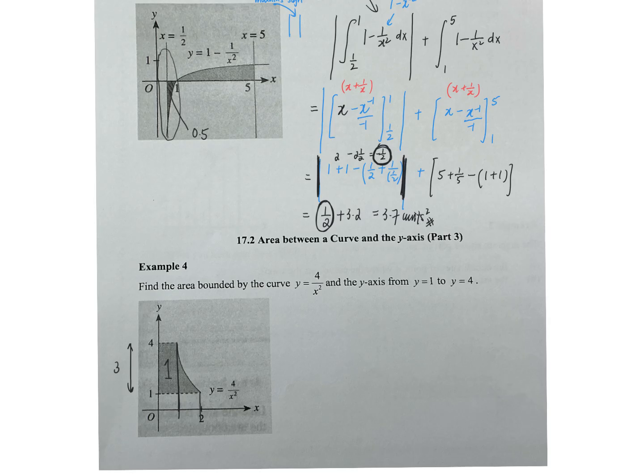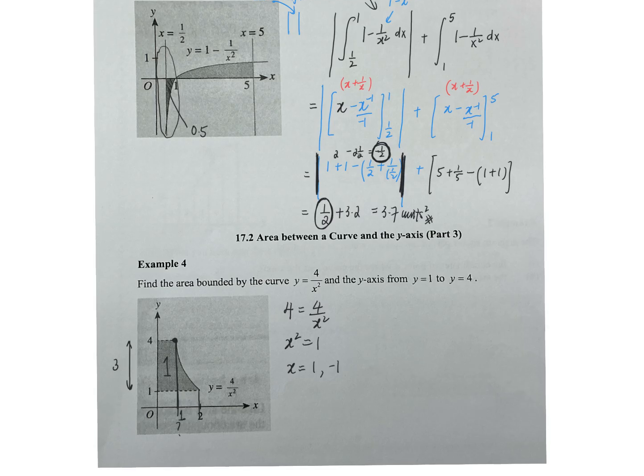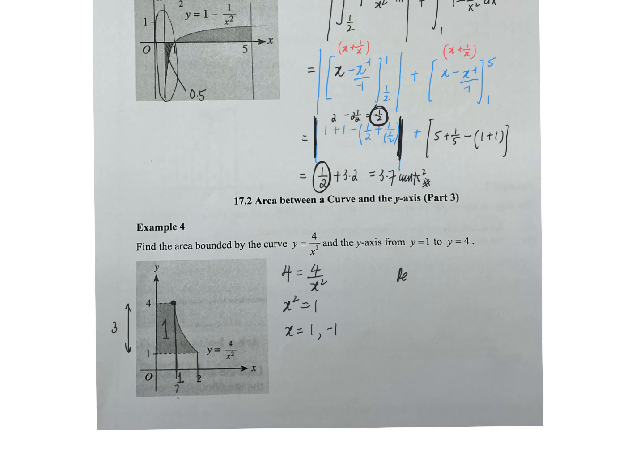So how to find this x value? Oh, the x value. I know the y here is 4, so you go and sub in 4. Then x is just 1 or negative 1. So you reject the negative because it is at the positive part. So this first part, this region 1, is 3 times 1, so it's 3 units square.